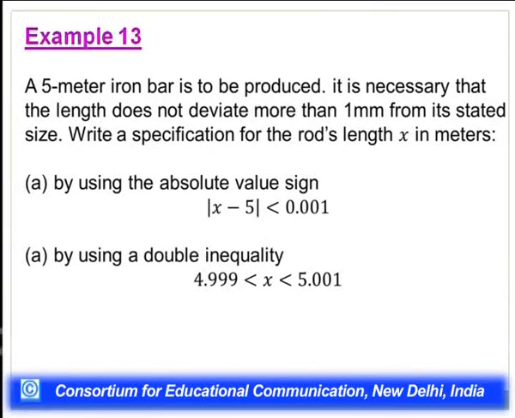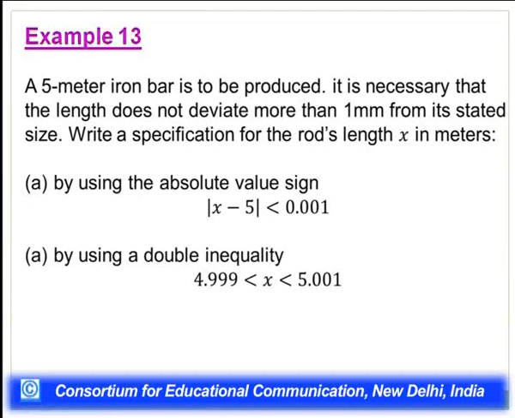Let us now do a quick example, which is actually a word problem. So, here this is a problem from Sydsaeter and Hammond. Let us suppose that there is a 5 meter iron bar that is to be produced, and it is necessary that the length, so you have to produce an iron bar which has a length of 5 meters, but the length should not deviate more than 1 millimeter from its stated size, that is from the size 5 meters. So, the question asks you, write a specification for the rod's length in meters by using the absolute value sign and also by using a double inequality.